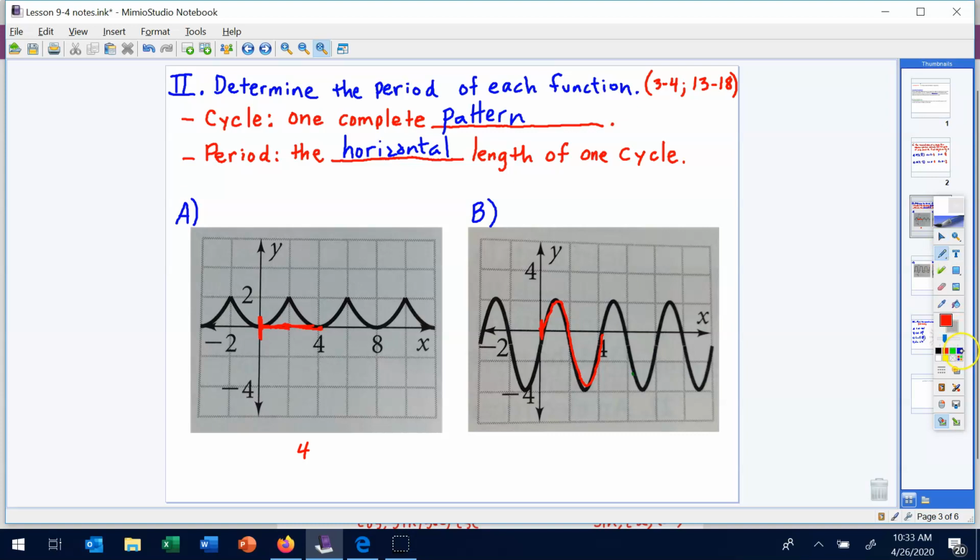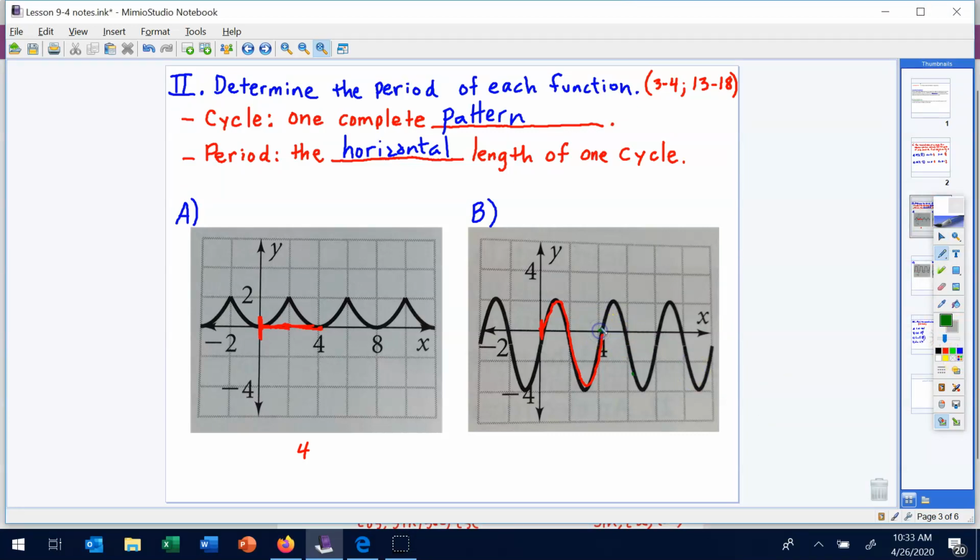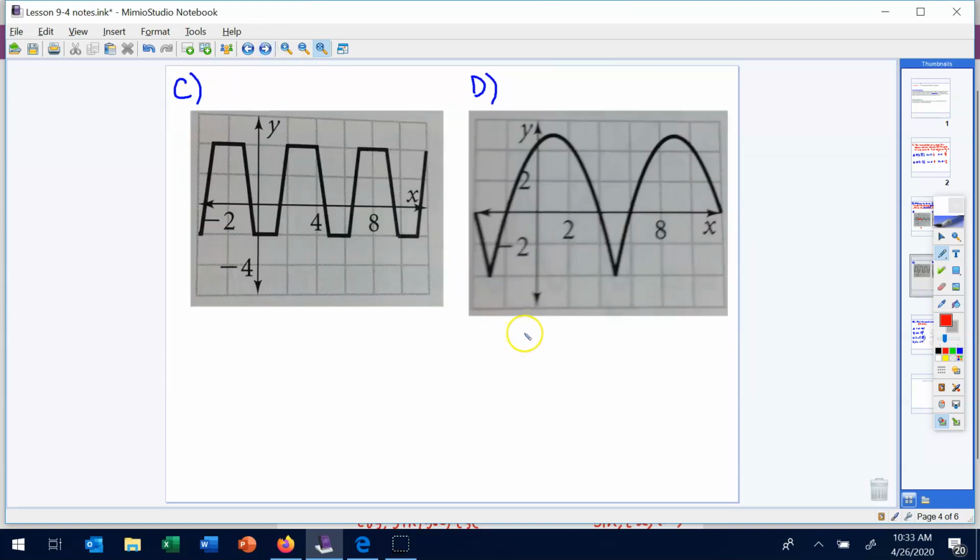And then just for color coding sake, you can see how that's really the same pattern that is being repeated over and over again. Okay, so there it is again. So here it is in red, and then here it is in green. That represents the cycle. Well, how long is that cycle? Well, once again, it doesn't always happen this way, but once again, that's a horizontal length of 4 units. Okay. All right, let's take a look at another one.